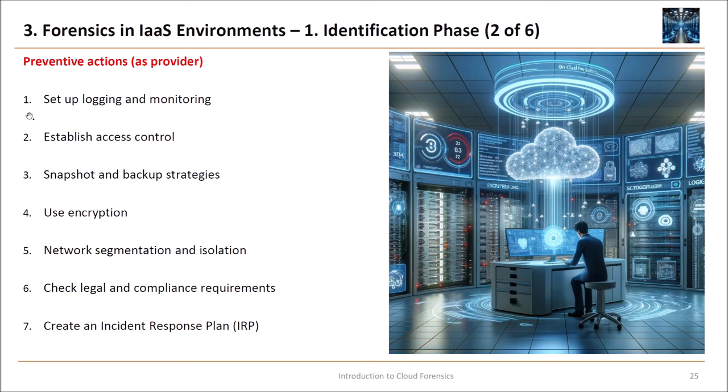First of all, and I already mentioned that, set up logging and monitoring of your devices or your services that are running in the cloud. Establish proper access control. Then perform snapshot and backup strategies. So snapshots and backups are very important. If you have an incident, you can roll back to a running system. Use encryption. I mean, with this channel, I don't think I have to emphasize why this is important. Then network segmentation and isolation is important.